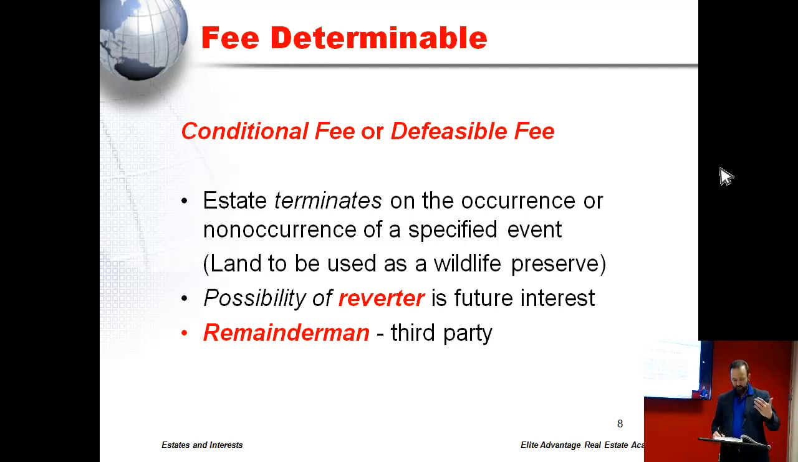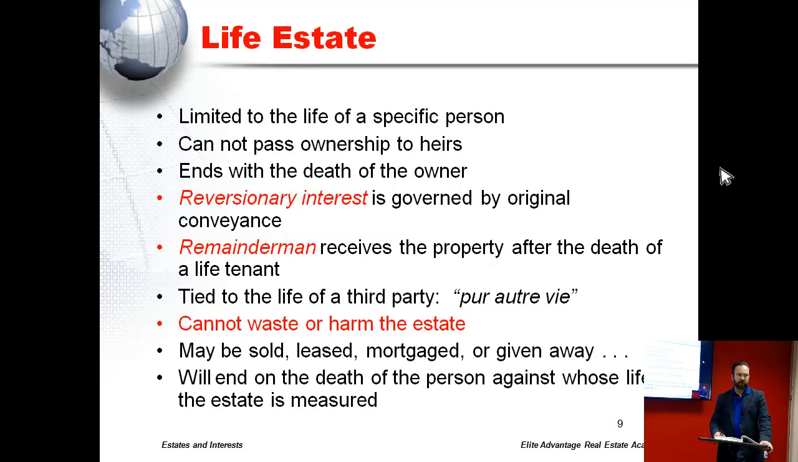Fee determinable. When it comes back, because the condition has been terminated, that's called a reverter, and if it goes to somebody else, it could be a remainderman. Got that? Now, the life estate is limited to the life of a specific person. Okay? It cannot pass ownership to its heirs.